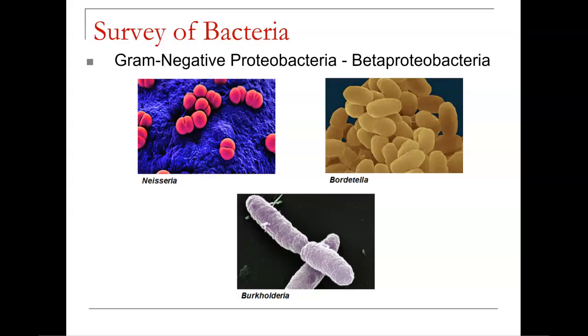Next, we have Bordetella. This is going to cause pertussis, or whooping cough. And lastly on here, we have Burkholderia. That's going to recycle organic compounds in nature, and it's going to help to colonize the lungs of cystic fibrosis patients.